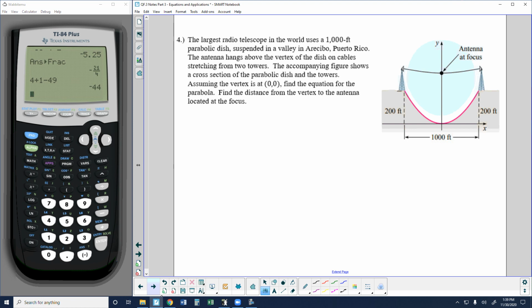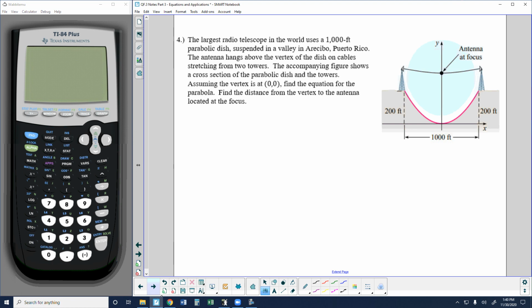So in problem 4, it says the largest radio telescope in the world uses a 1,000-foot parabolic dish suspended in a valley in Arecibo, Puerto Rico. The antenna hangs above the vertex of the dish on cables stretching from 2 towers. The accompanying figure shows a cross-section of the parabolic dish and the towers. Assuming the vertex is at 0, 0, find the equation for the parabola. Find the distance from the vertex to the antenna located at the focus.